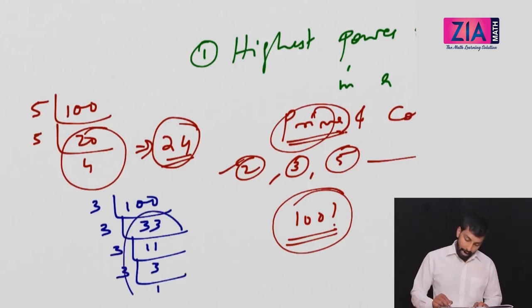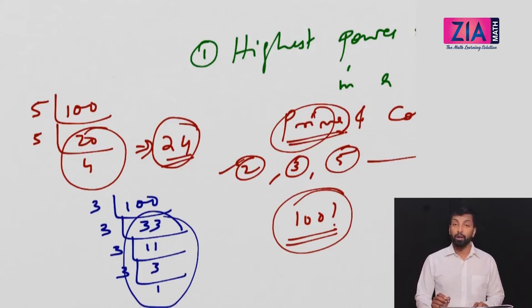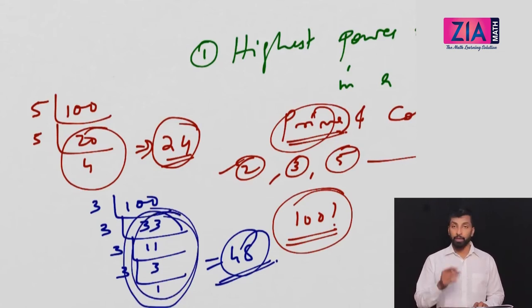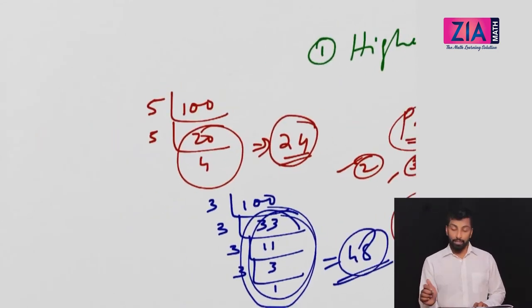Now what you need to do? Add all those, right? 44, 47, 48. You add everything. So this is what you need to do. You divide continuously till you get a number less than the divisor or the given number. That is 3 here, right? So that's what you need to do. So I hope you understood, and this is the same method with any prime number.